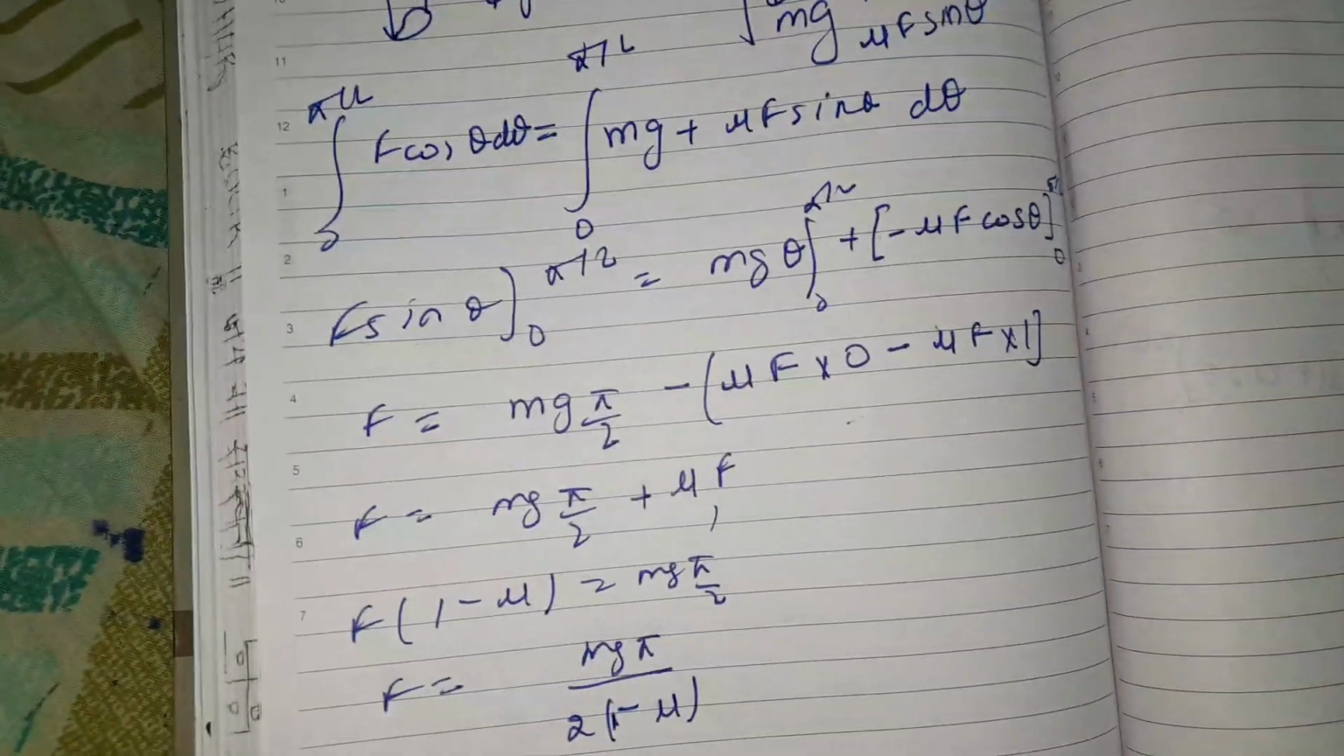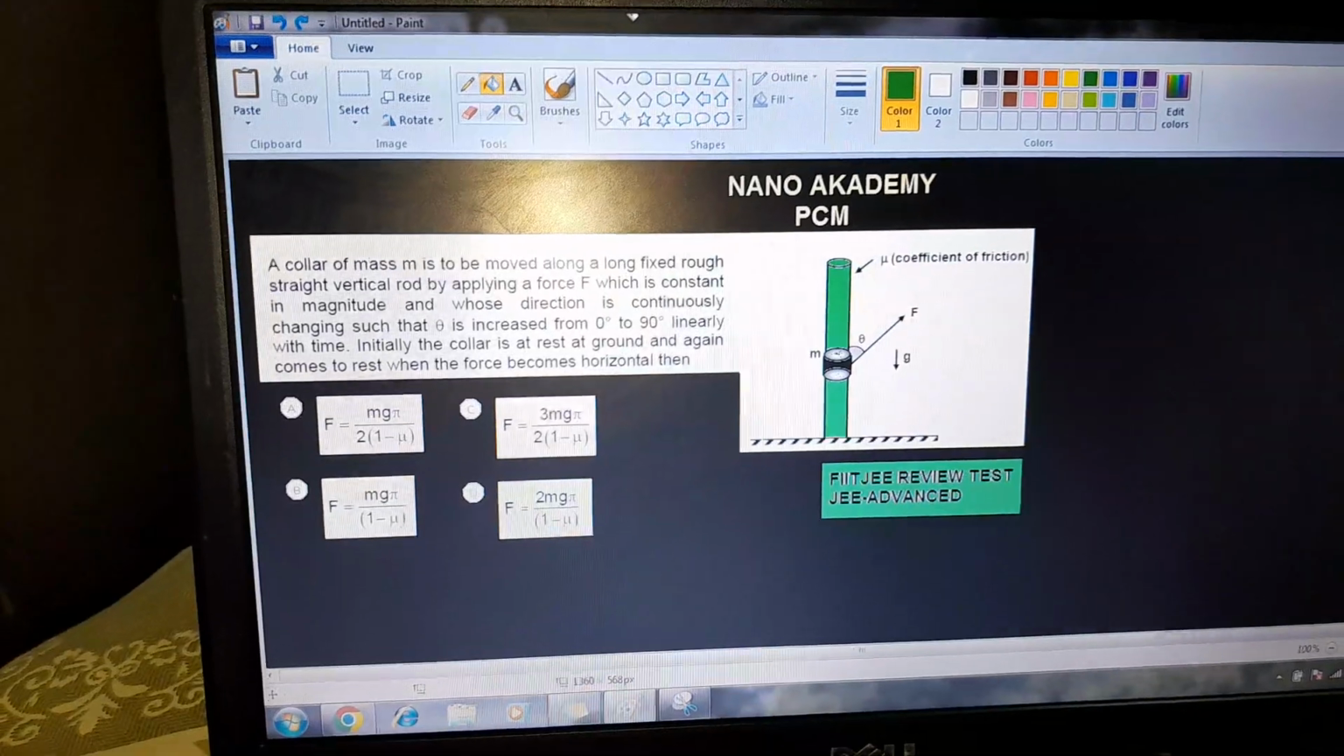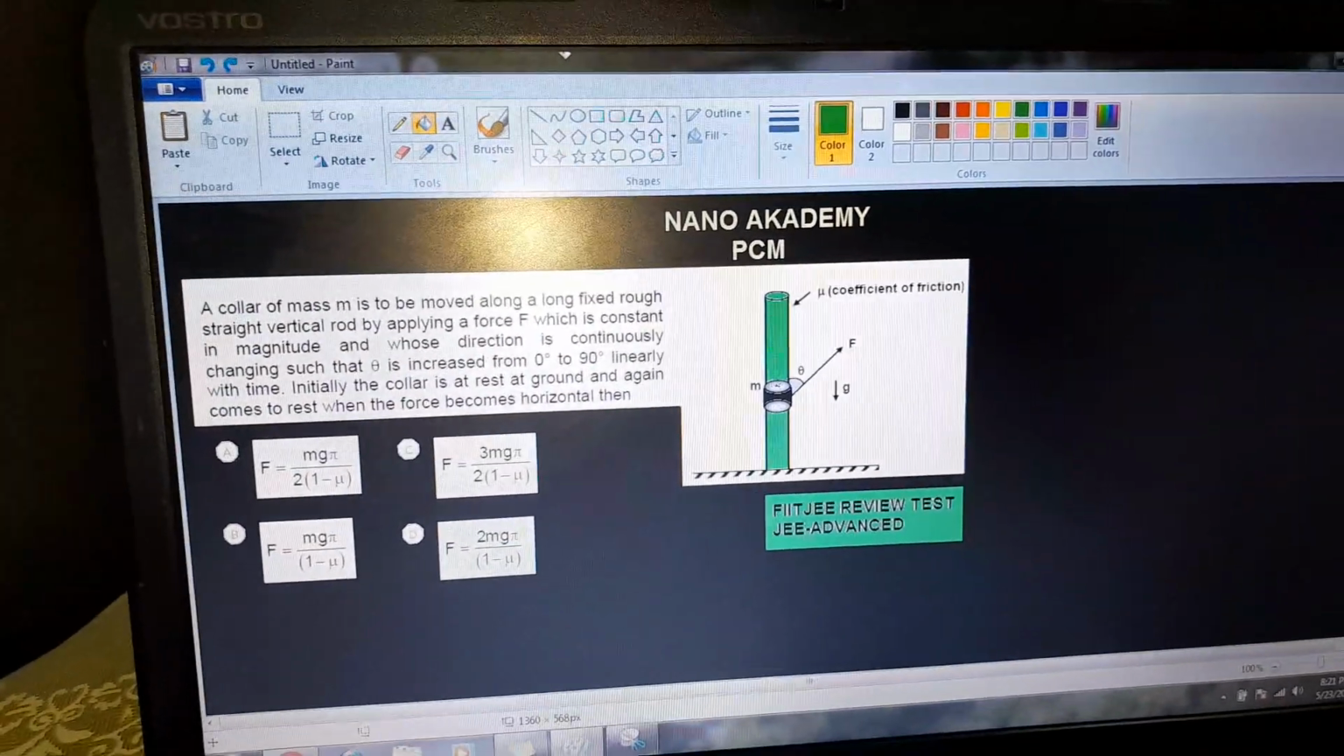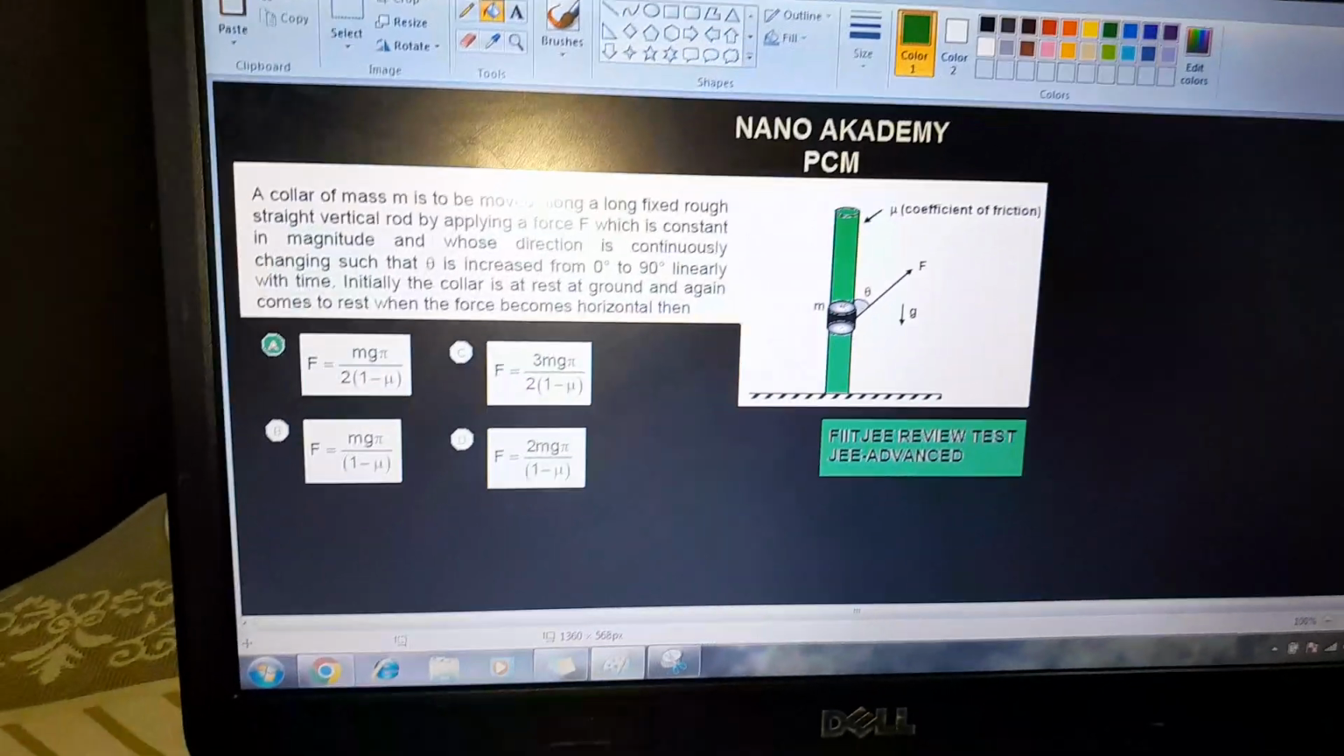So looking at the options, option A is correct. So let's check the option. Yeah, and option A is correct.